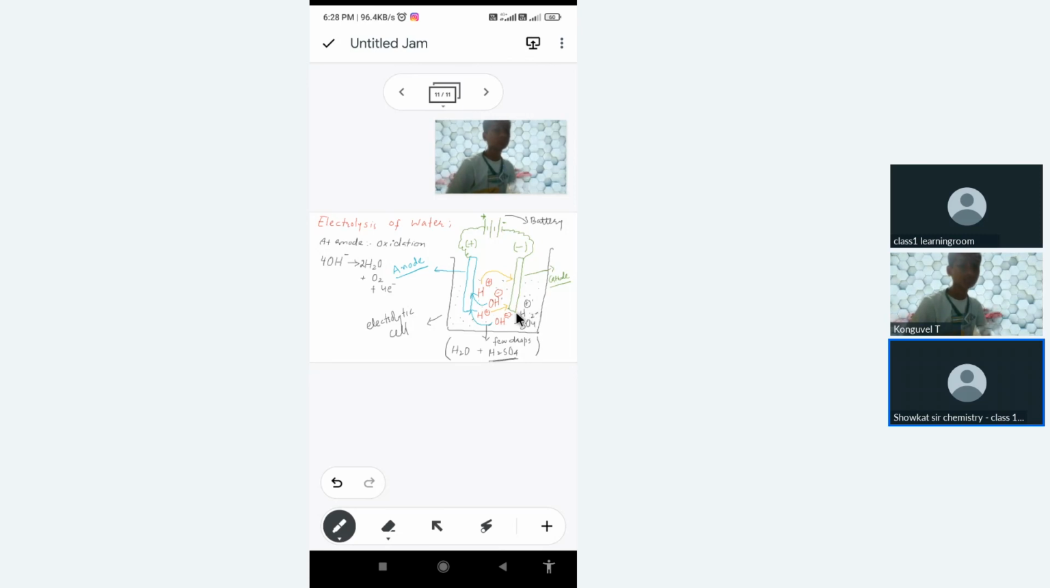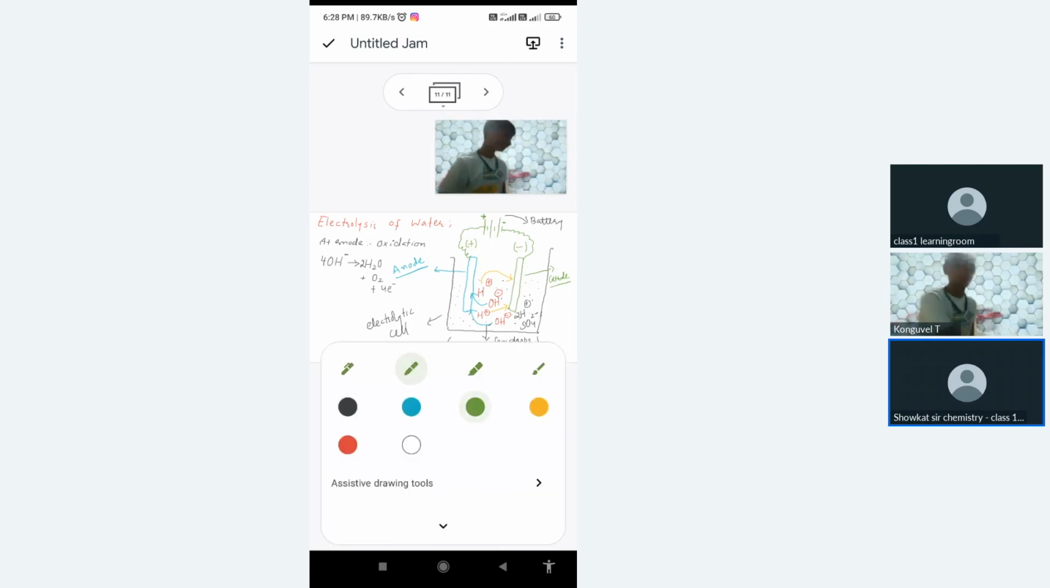So you have to just do the electrolysis of water, and we are only having a few drops of this sulfuric acid. So H positive ions will move towards the cathode, and OH negative ions will move towards the anode, and they will undergo oxidation as compared to SO4 2 negative. So this is at anode. Now, can you tell me what will happen at cathode?